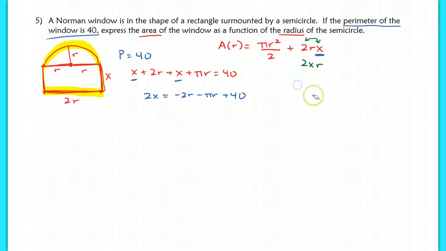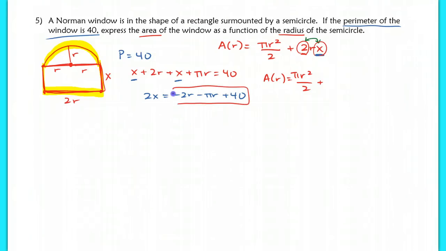This is not something you have to be able to see, but it does save you a little bit of time. So instead of solving for x alone, dividing out all those terms, and then realizing that eventually I'm going to have to multiply x by 2 anyhow, I'm just going to substitute that whole thing in. So I have A of r equaling pi r squared over 2 plus, the 2 and the x get substituted with this value here. So r times this entire expression, negative 2r minus pi r plus 40. Now I'm going to work on simplifying this a little bit more.